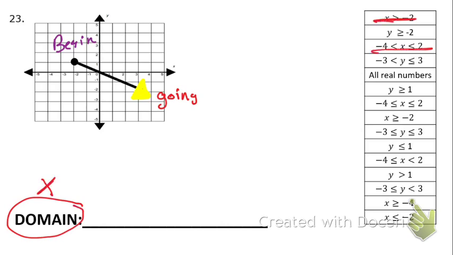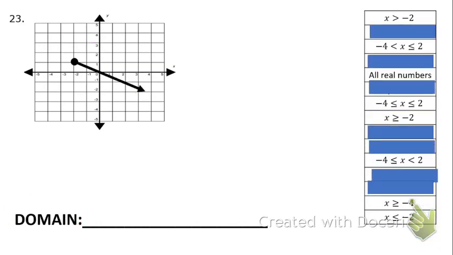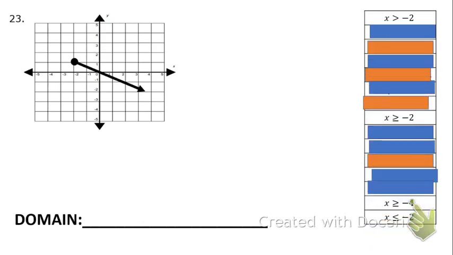So cross out all the x answers. We're looking for x, so don't cross out the x answers. We're going to cross out the y answers. Now, since it only has a beginning and it doesn't end, we can eliminate the other answers that have two numbers, because those mean beginning and end. So we are left with these two answer choices.